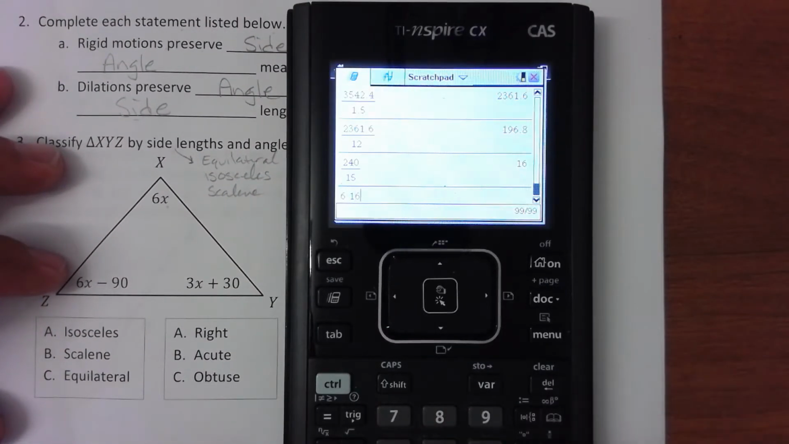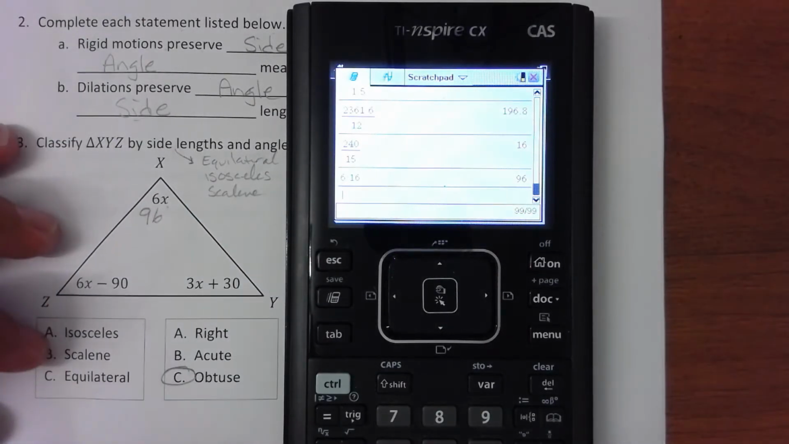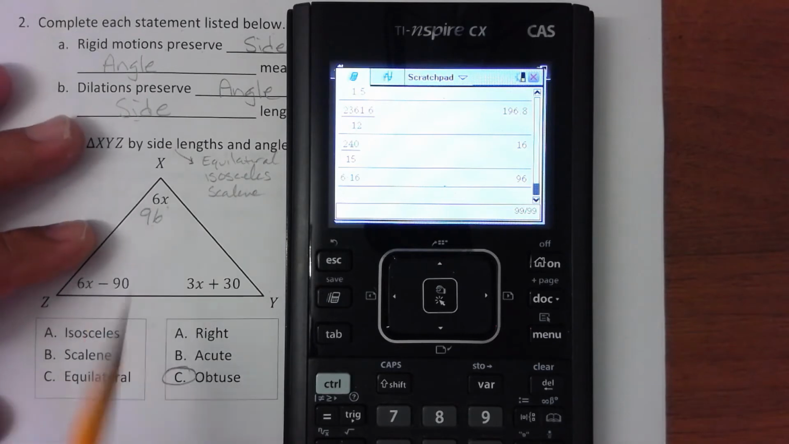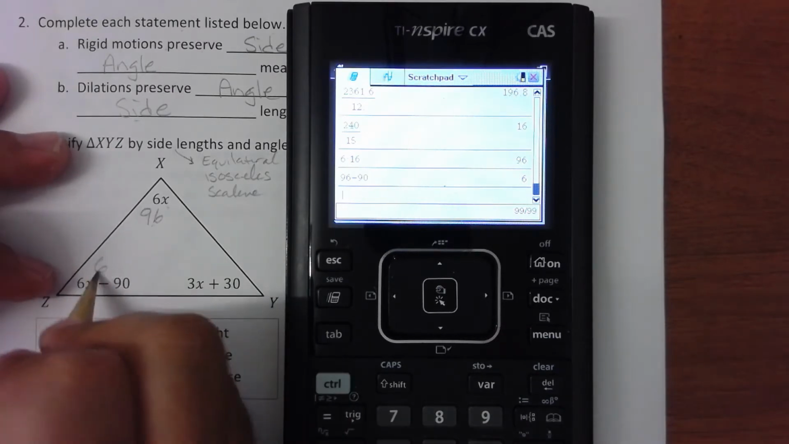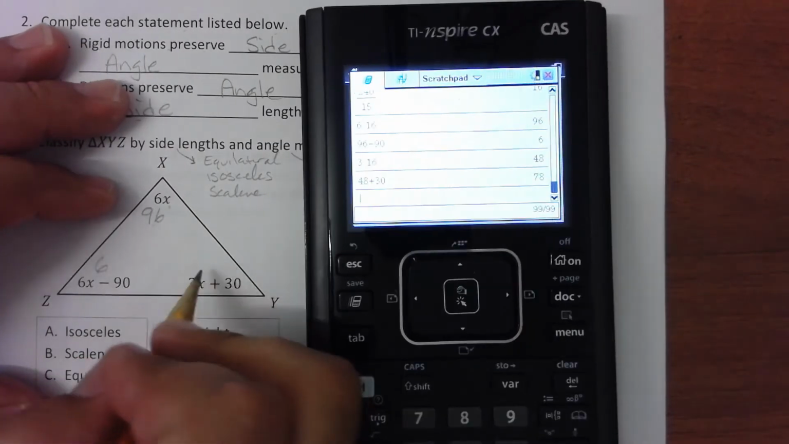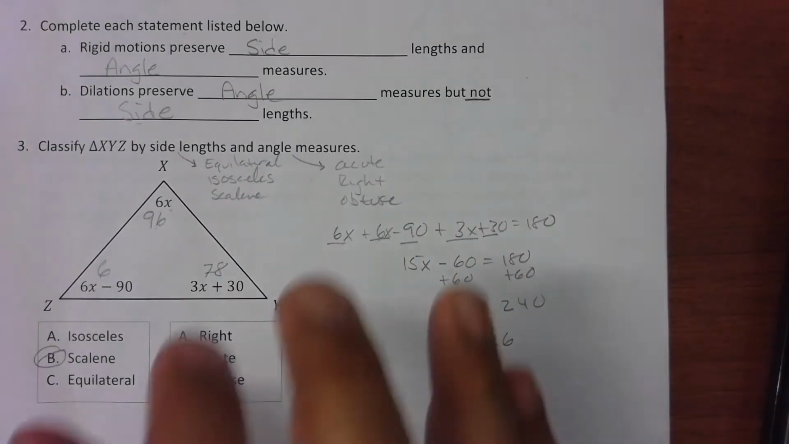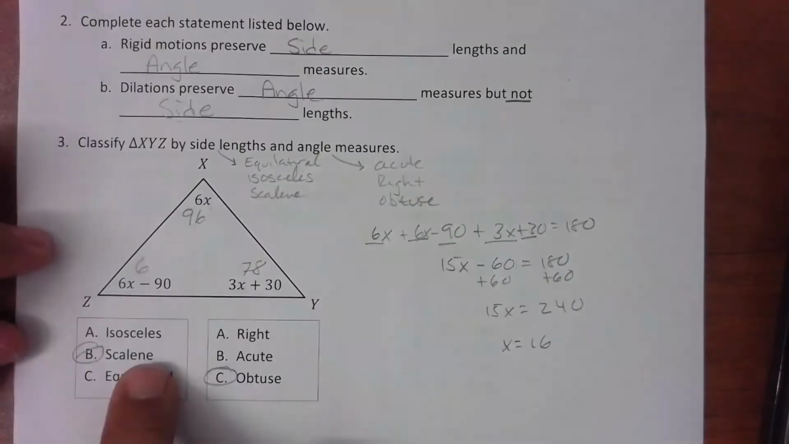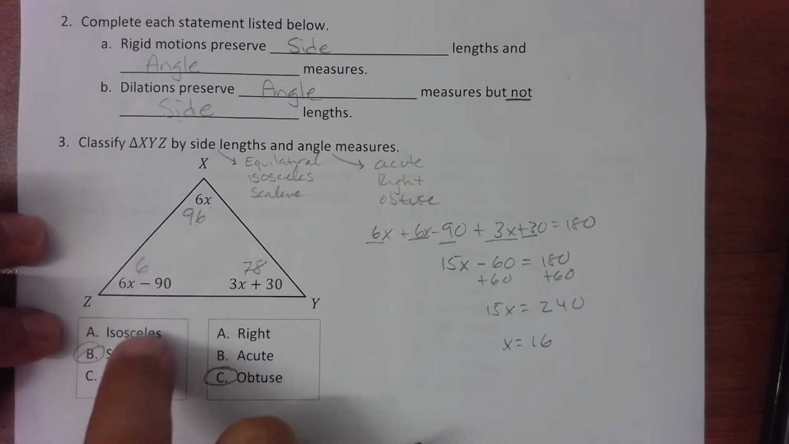6 times 16 is 96. So right now it's obtuse because it's bigger than 90. Then you have 96 minus 90, this is 6. And then 3 times 16 plus 30 is 78. Since they're all different, that is scalene. If they were all 60, it'd be equilateral. If two of them were equal, that would be isosceles.